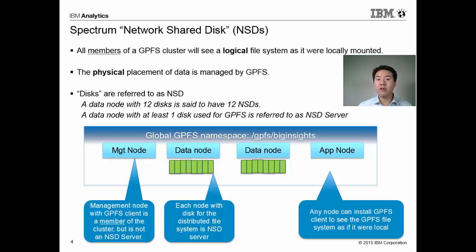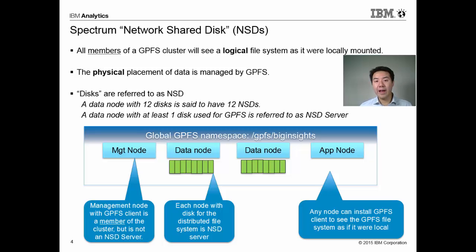Now what's important to see here is that while there are 4 nodes, only 2 nodes actually have NSDs. When it comes to reading and writing data, only the 2 nodes in the middle will actually persist data to disk. Now in the Hadoop world, every disk is referred to as an NSD. So just think of disk and NSD as being direct equivalents. And if a data node has 12 disks, it is simply said to have 12 NSDs. And a node that has at least 1 disk is referred to as an NSD server. So for example, the 2 data nodes here are NSD servers.